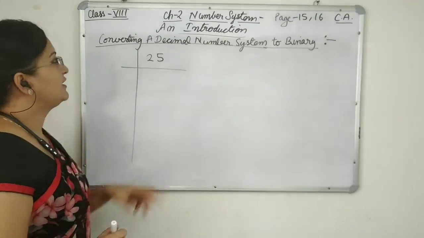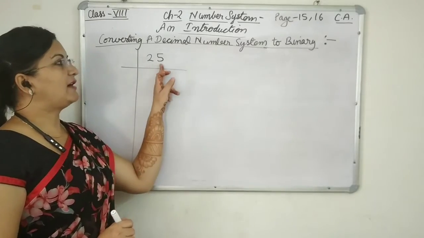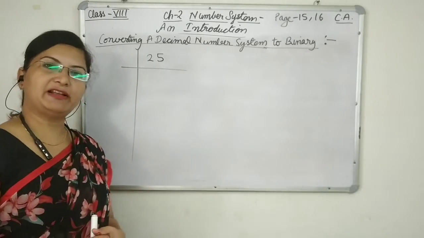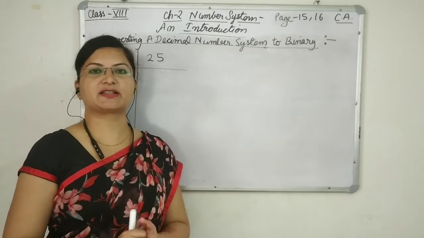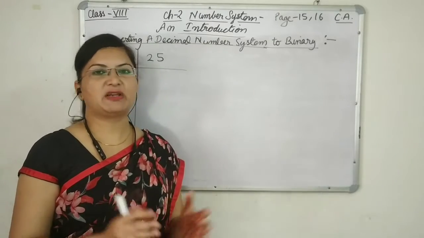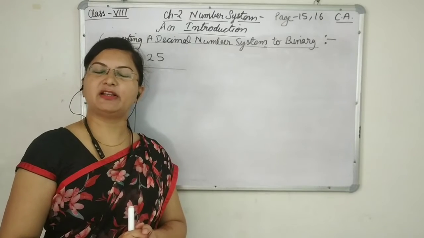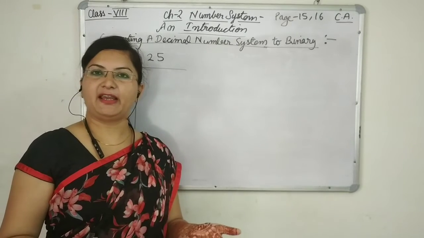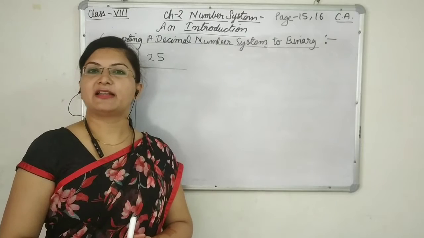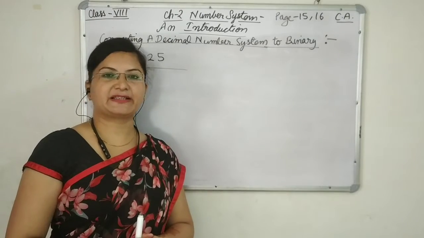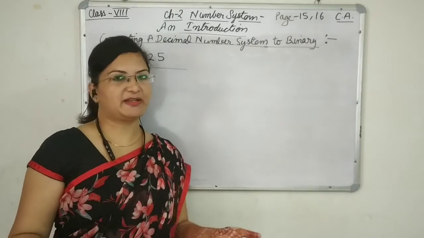So here students, to convert decimal to binary, we have to divide by 2. You know very well, the base is 2. In the binary number system, there is base 2, that means we have to divide by 2. In octal, base is 8, so we have to divide by 8. And in hexadecimal, base is 16, so there we have to divide by 16.